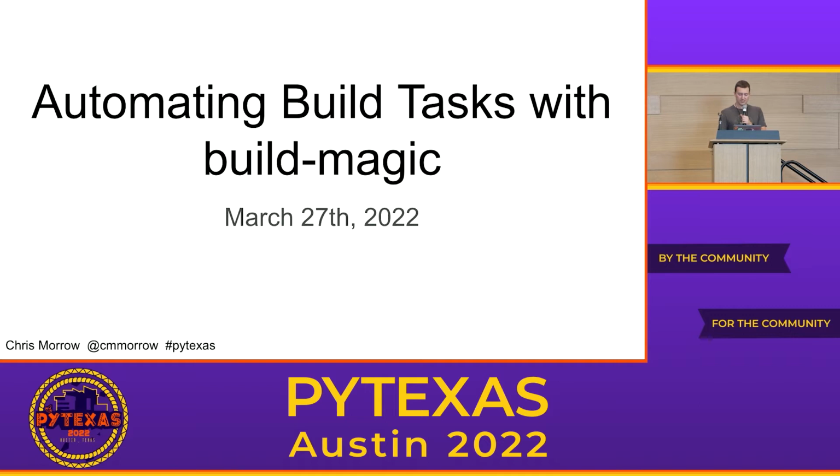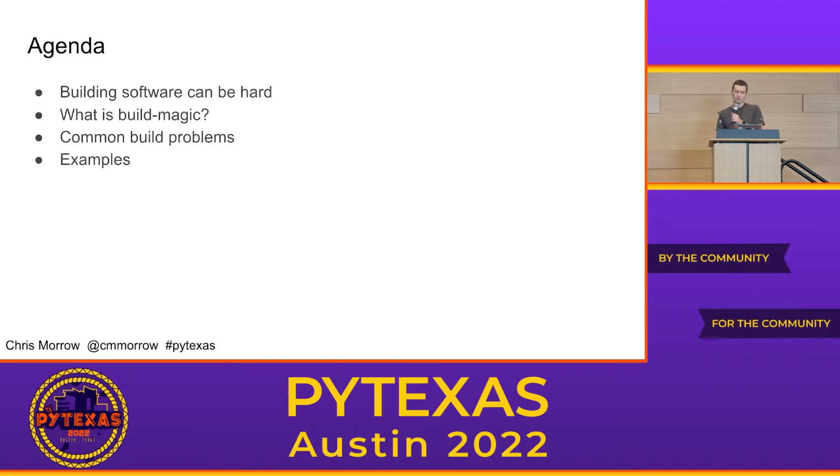building software is super exciting and everything, but my name is Chris Morrow. I'm a staff software developer here in Austin, Texas. I work at a company called Q2. And over the pandemic, I was working on some open source software called Build Magic, so I'm here to talk to you about it today. So we'll go over some issues with building software, what Build Magic is and what it can do for you, some common build problems, and then go over some examples.